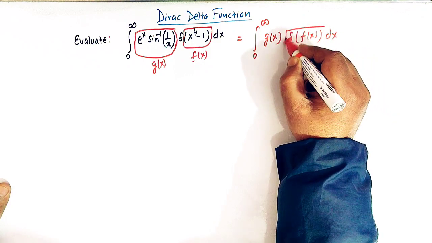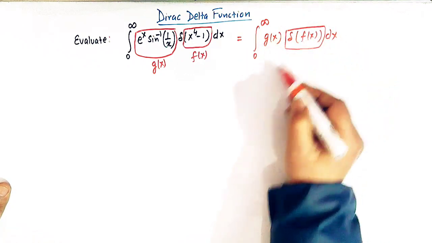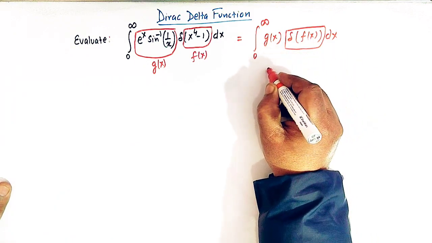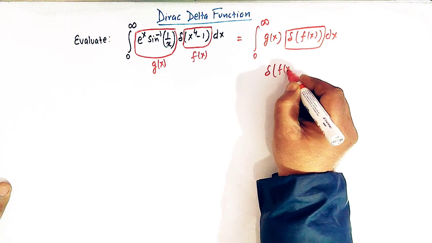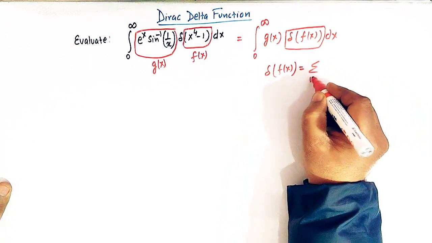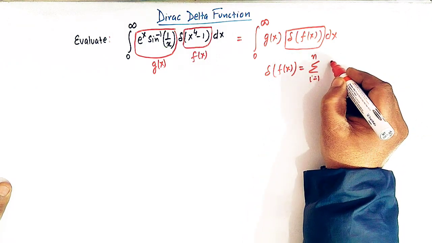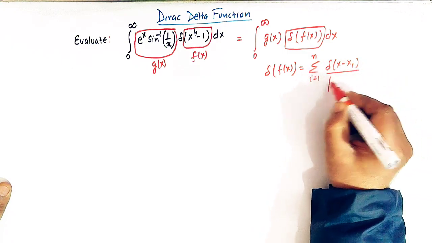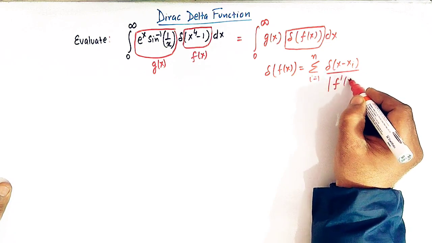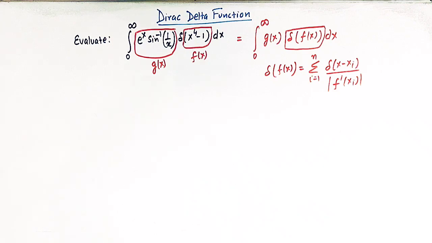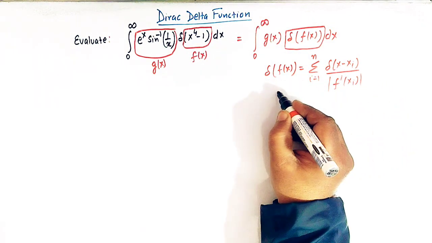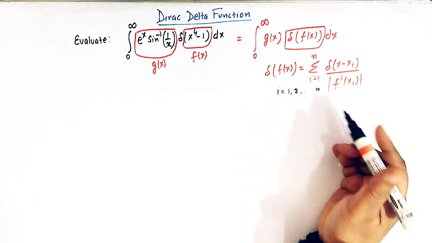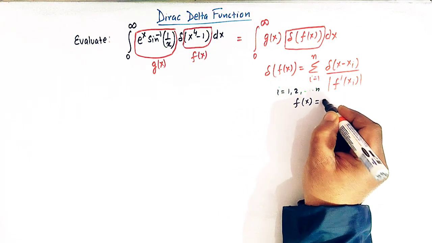So now we have to first find the value of delta of f of x using the property of a delta function, right? So the property goes like this, that is delta of f of x is given by the summation i is equal to 1 to n, and here we have delta of x minus x_i, and in the denominator we have the mod of f prime of x_i. So here this i runs from 1 to n, and it denotes the number of roots of the equation f of x is equal to 0.